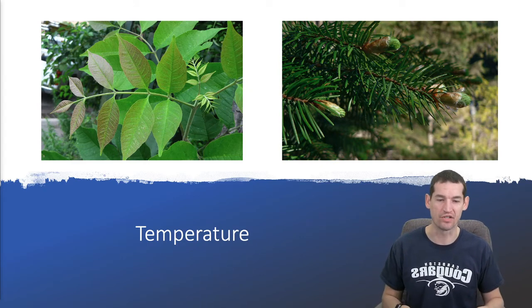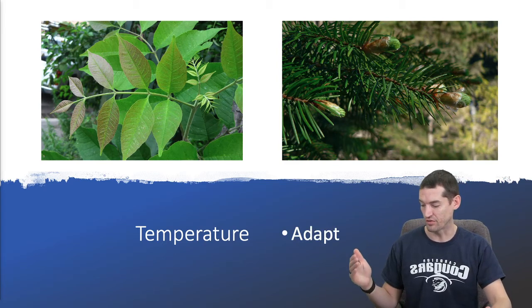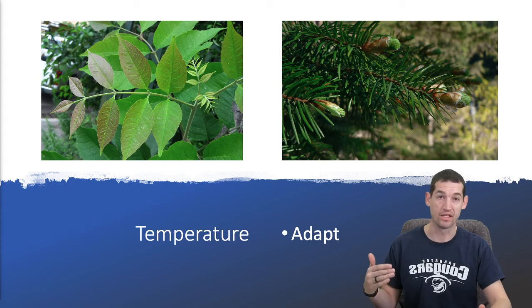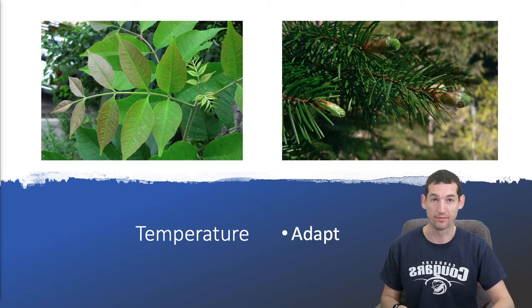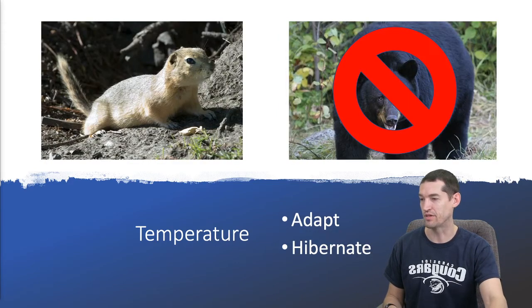That's one adaptation that they've made to do with temperature. So the first way that things have to deal with temperature is they have to adapt some way. A second way that animals and plants can adapt to this is by hibernating.